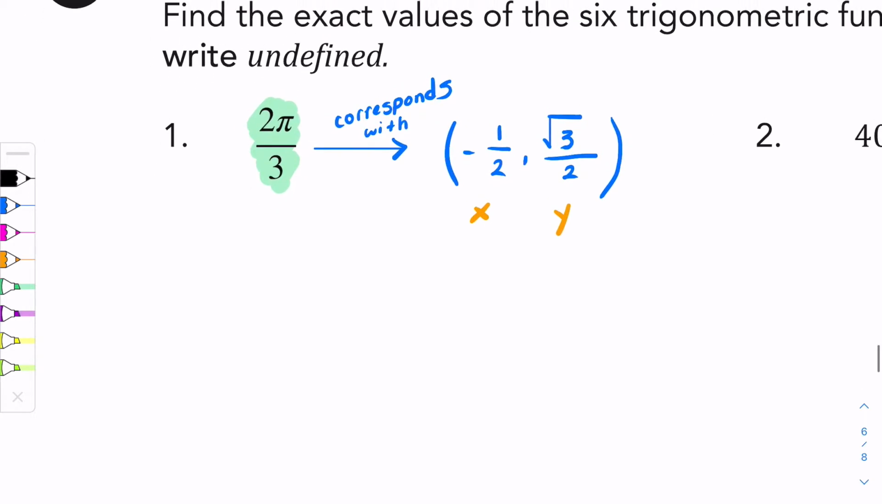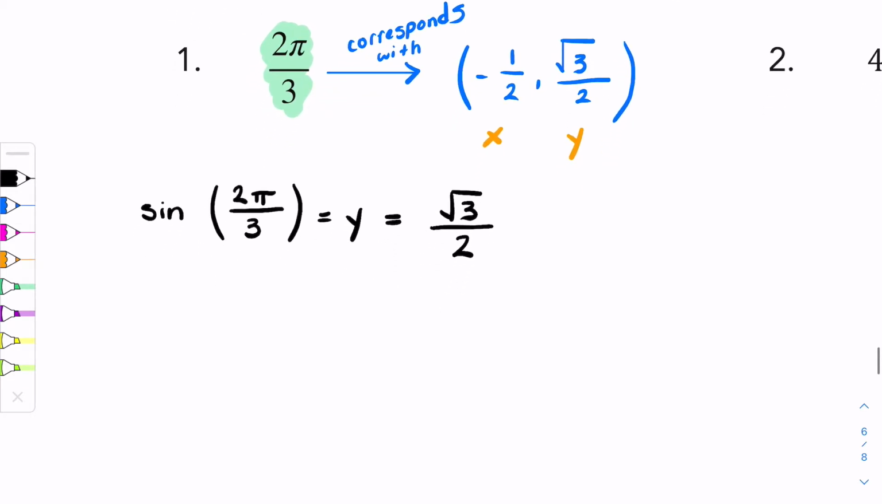So if I start listing my 6 trig functions, we're going to start with sine of 2 pi over 3. Sine is equal to y, and it's technically y over r, but because it's the unit circle, r is 1. So this is equal to your y value, which is the square root of 3 over 2. Next, we're going to do our cosine value. Cosine of 2 pi over 3 is technically x over r. R is equal to 1, so it's just our x value, negative 1/2.